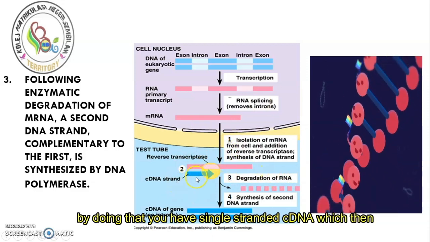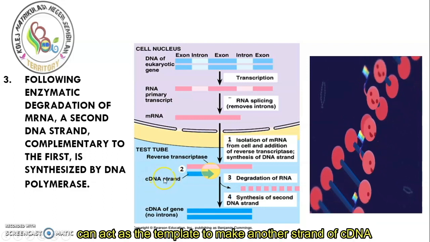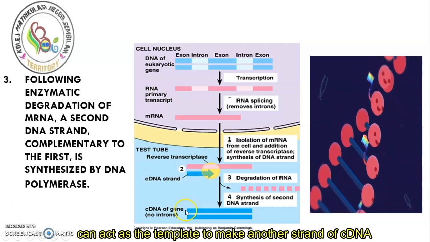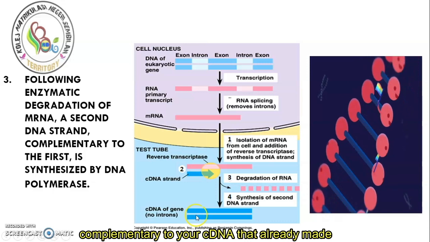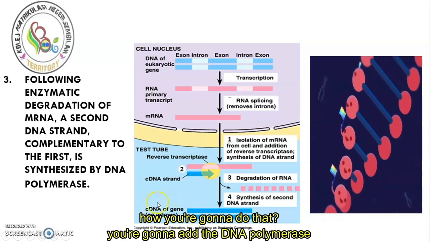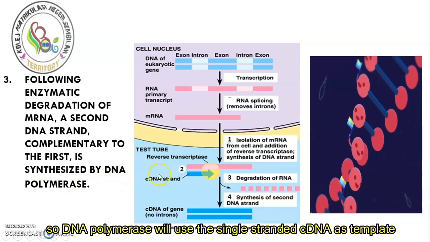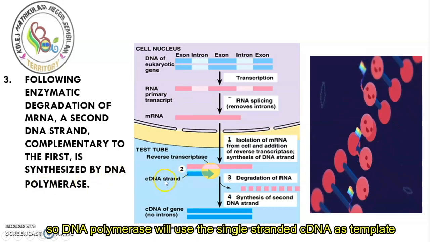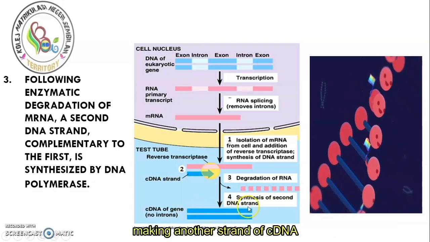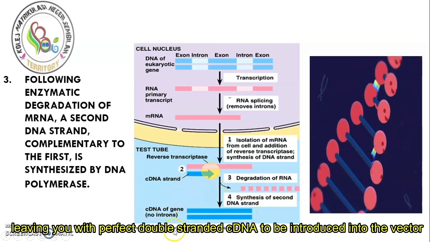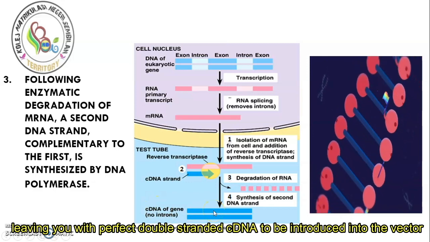By doing that, you have the single-stranded cDNA, which then can act as a template to make another strand of cDNA complementary to your cDNA that was already made. How are you going to do that? You're going to add DNA polymerase. So the DNA polymerase will use the single-stranded cDNA that you have made as a template, making another strand of cDNA, leaving you with perfect double-stranded cDNA to be introduced into the vector.